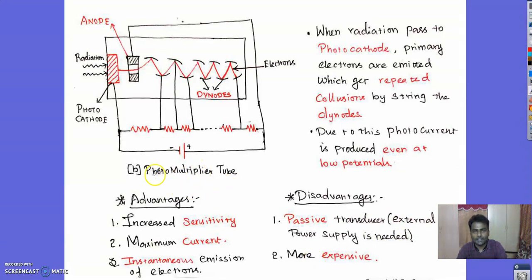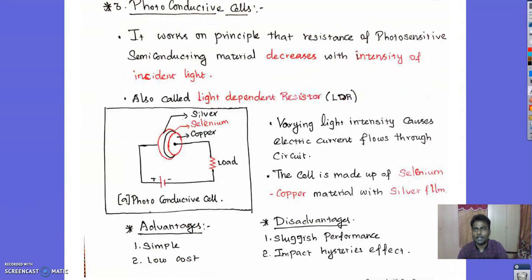Why? Because it has been added with a photo multiplier tube, everything. This will increase the cost, and it will become more expensive. And another type of photoelectric transducer is photoconductive cells.